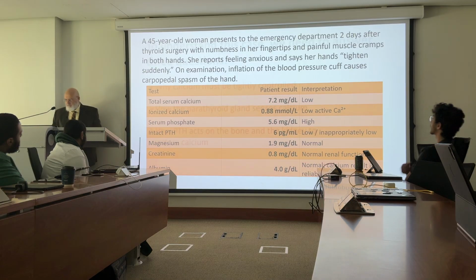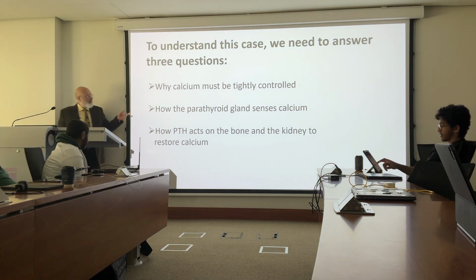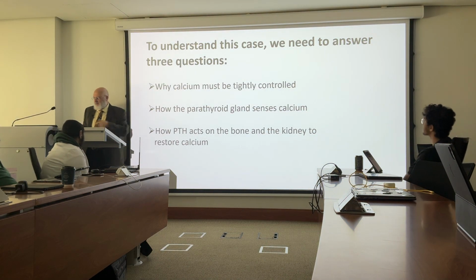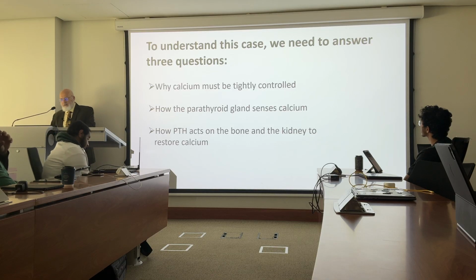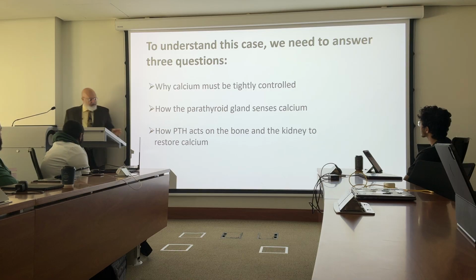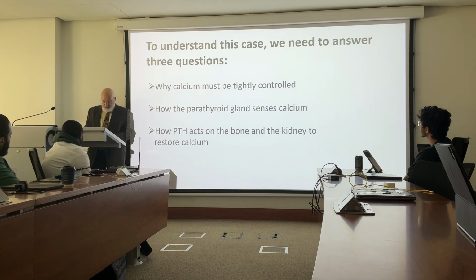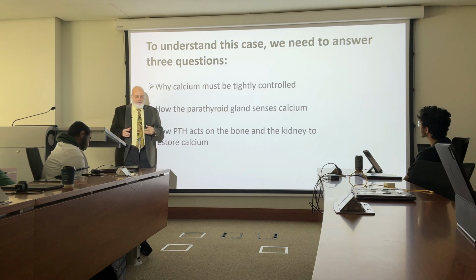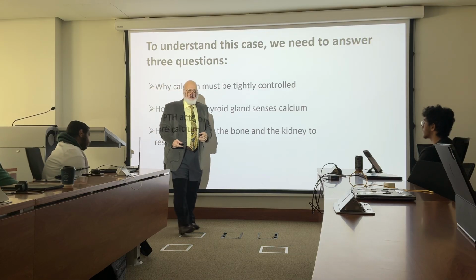We'll understand the case by discussing why calcium must be tightly controlled, how the parathyroid gland senses calcium, and how PTH controls this. This is a typical patient who comes after surgery with this, and she has hypocalcemia. The calcium really is low.